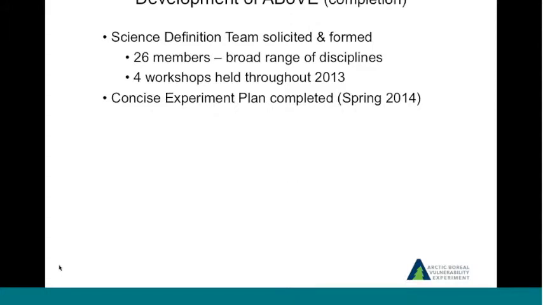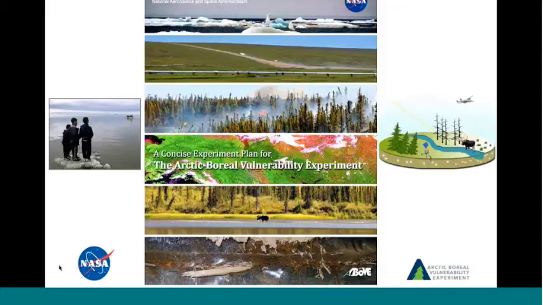So at that point, I think it's fair to say we moved to a stage where NASA was ready to go forward with this, and so they solicited and formed a science definition team of some 26 members across a whole range of disciplines. And in 2013, we held 4 workshops throughout the year to put together the concise experiment plan. And this next slide just shows the cover of that.